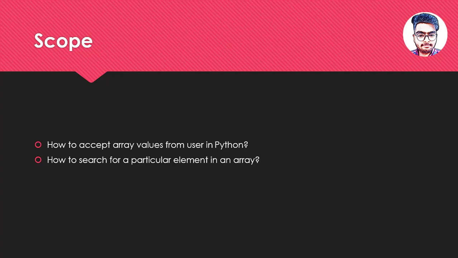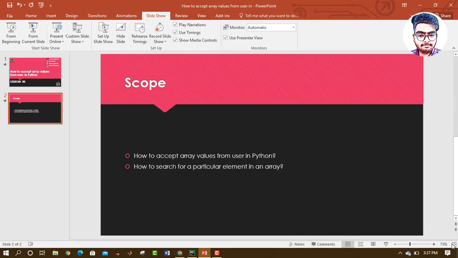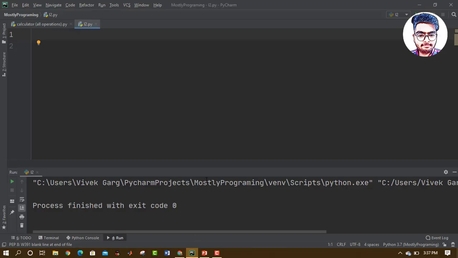Let's go to PyCharm and practice, because this is a practical problem and there is no need to understand the theory, right? So let's go to PyCharm. So we need to import the array module, definitely. From array import star, right? And then what I'm going to do is I'm going to simply create a new array.